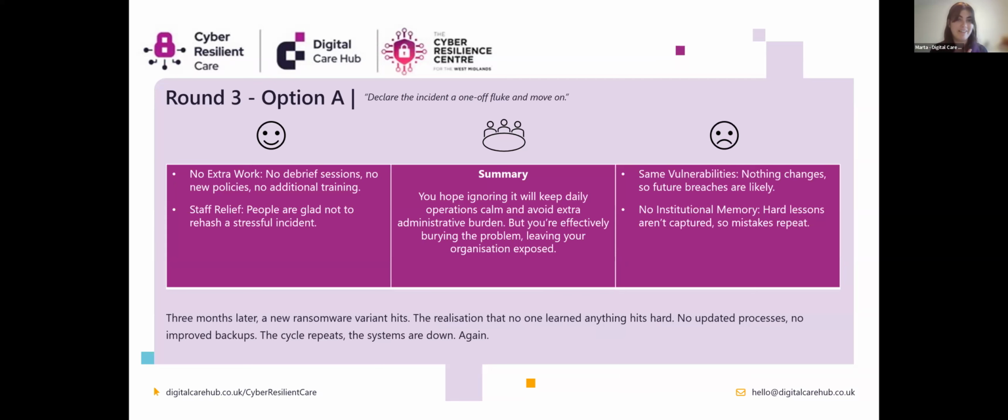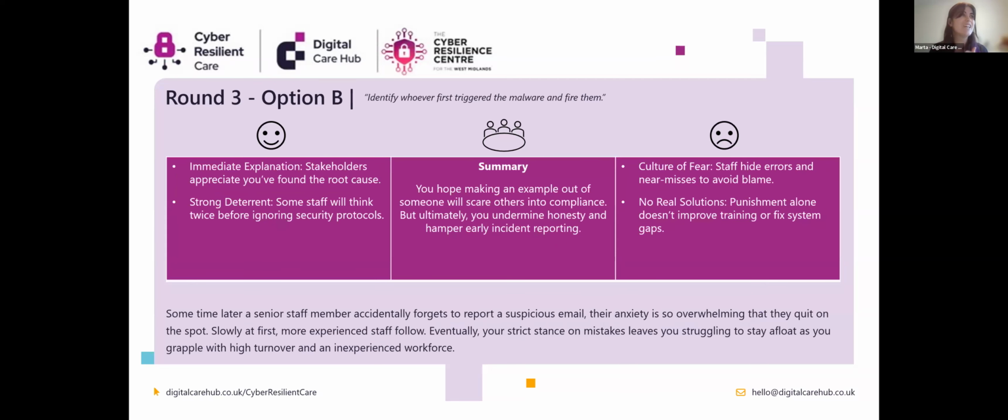I'm so glad no one picked that. Option B, identify whoever first triggered the malware and fire them. Again, we talked about blame culture. It creates a culture of fear, where staff hide errors and near misses to avoid the blame. There are no real solutions. Punishment alone does not improve training or fix systems. And I think everyone knows that.